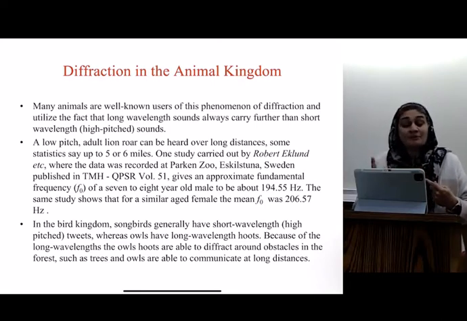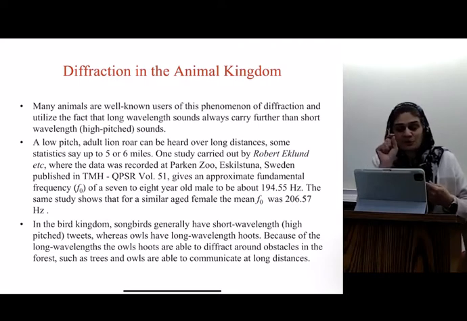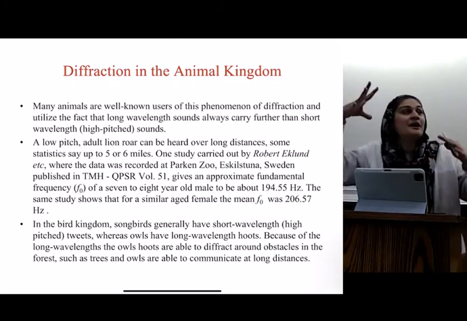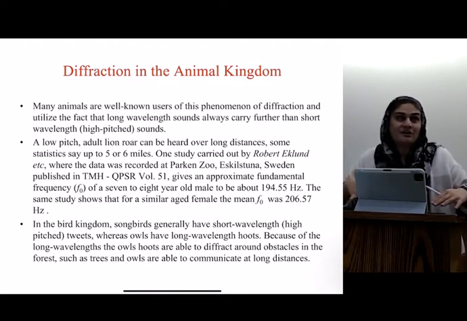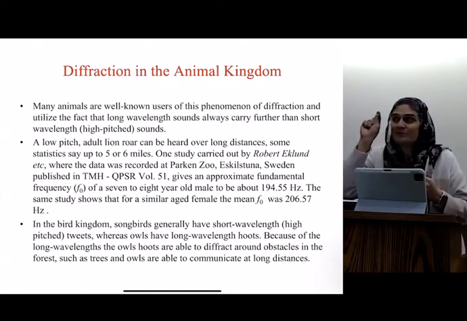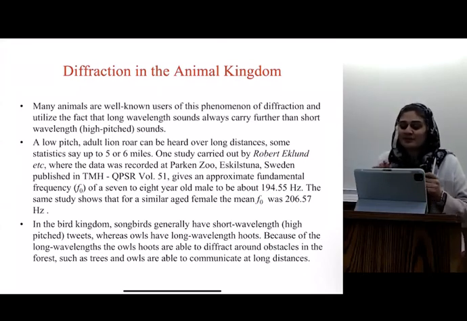Diffraction also, again, animals use diffraction a lot to carry their sounds further out. For example, songbirds have very short wavelength, whereas owl hoots are very long. So animals who need sound to travel further out will have low pitched sounds, whereas animals who don't care about their sound traveling further will have high pitched sound. All depends on what is being required.